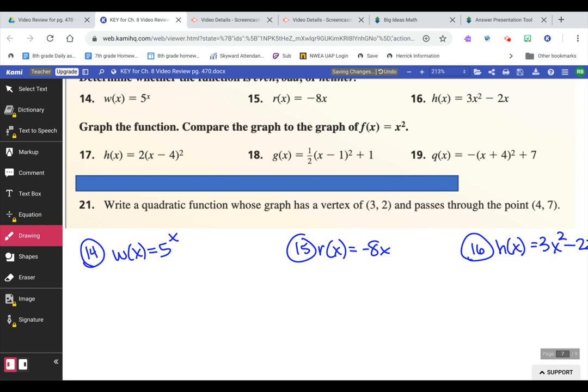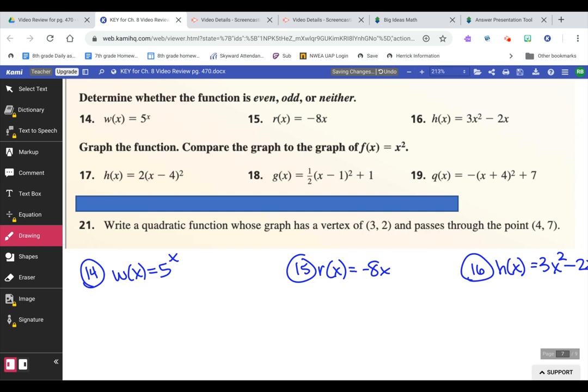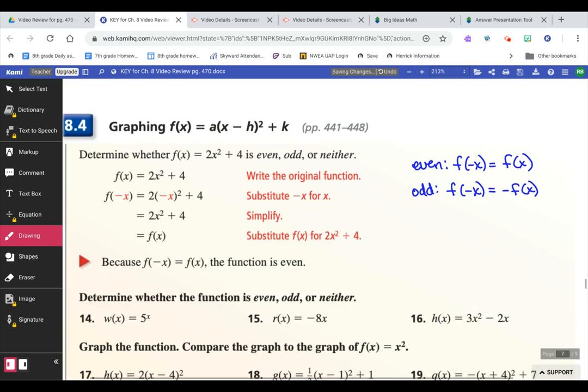For numbers 14 through 16, we are trying to decide if the function is even, odd, or neither. A function is even if you replace the x values with negative x, and when you perform the function, the final equation is the same as the original equation. Then it would be even.